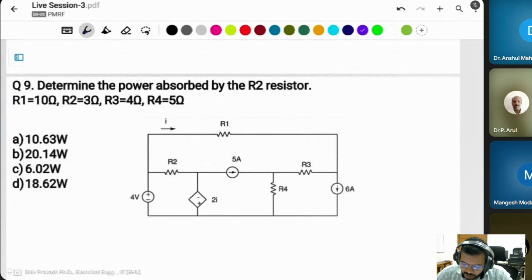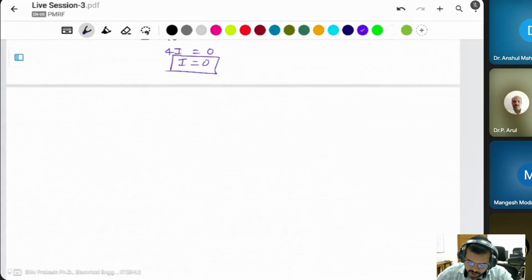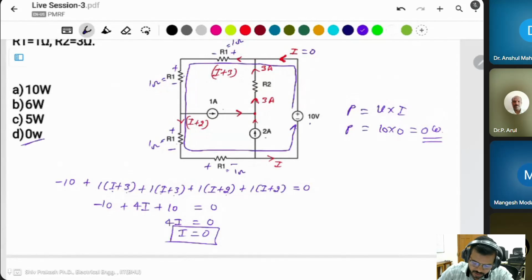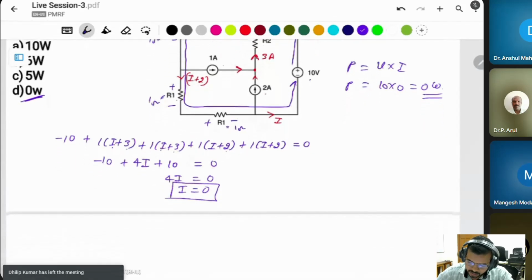Determine the power absorbed by the R2. There was no option of 0 watt. No option is 0. Yes, this one, 0 watt, D. Okay.